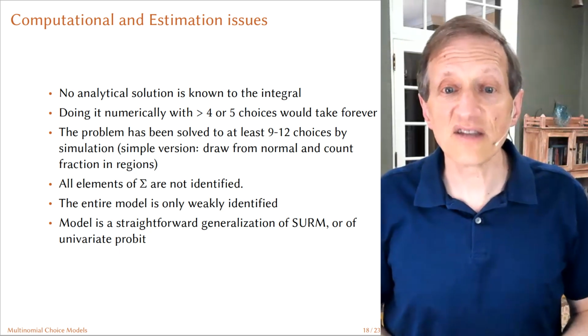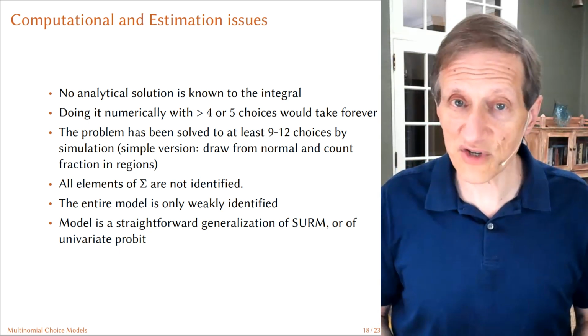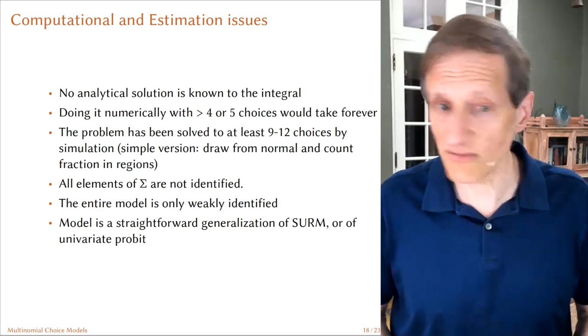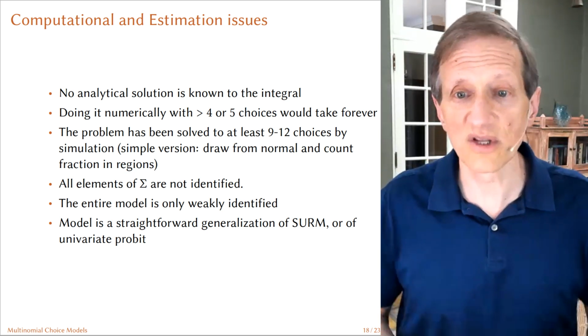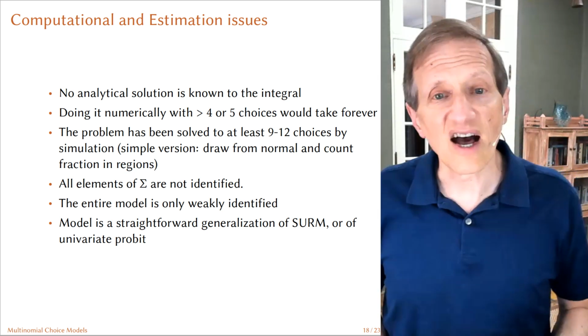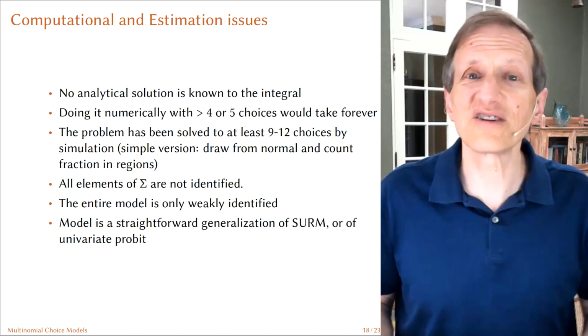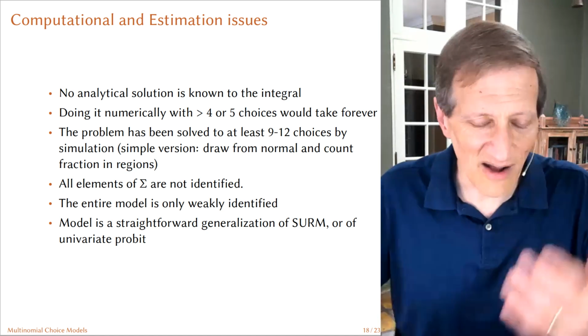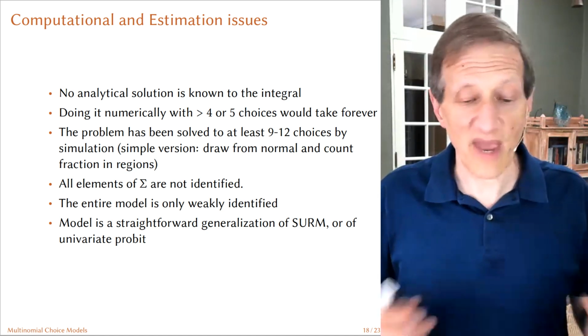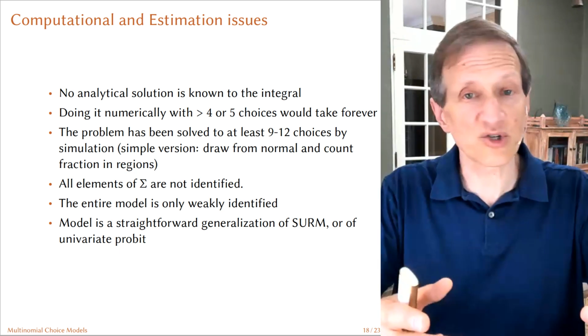The model is a straightforward generalization of SUR with an observation mechanism. In fact, that's the only difference. This stuff used to basically just exist in the textbooks, and I was once reviewing a paper, and the paper had a multinomial choice problem.